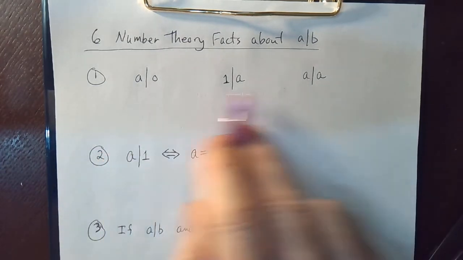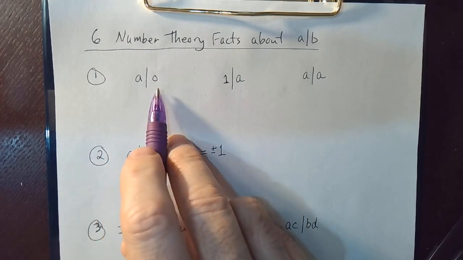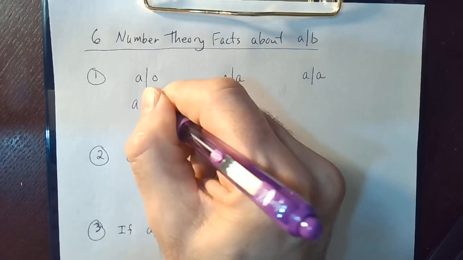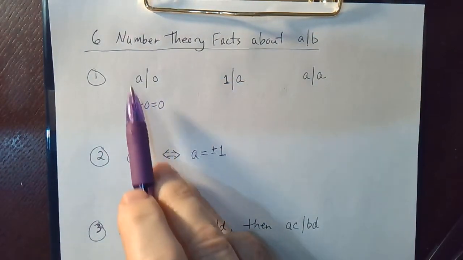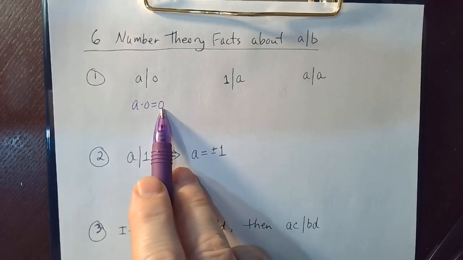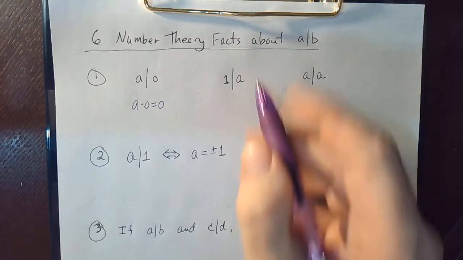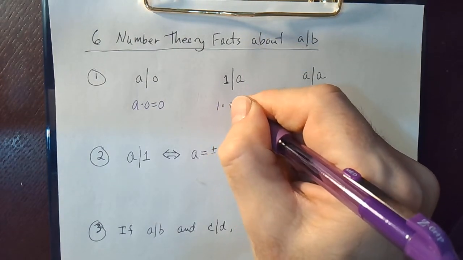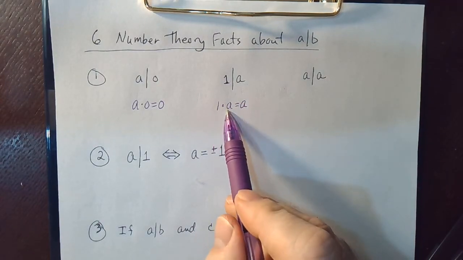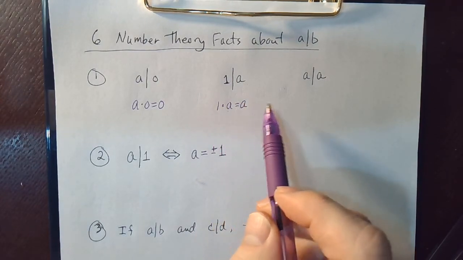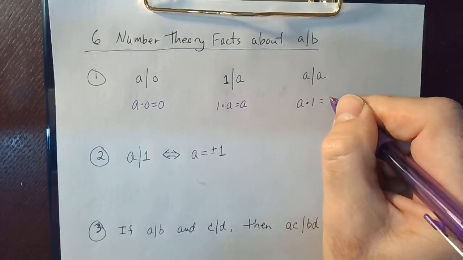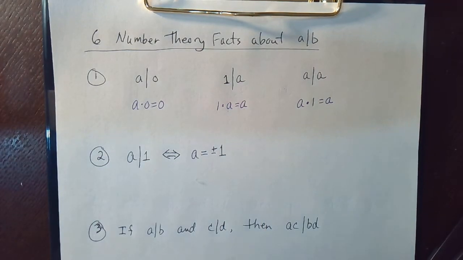So the first one has 3 parts to it. A divides 0. Well, that's simple. A times 0 equals 0. Therefore, a divides 0. We found an integer such that if we multiply it by a, we get 0. 1 divides a. That one also is very simple. Since a is an integer, 1 times this integer gives me a. And then a divides a because a times 1 gives me a. So those 3 were pretty trivial to prove.